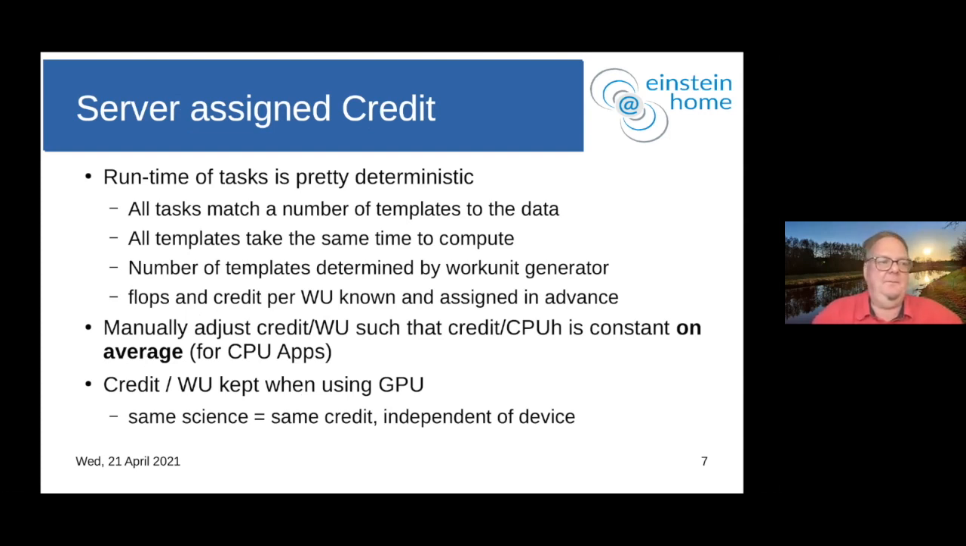One thing that might be different to other projects on Einstein at Home is server-assigned credit. The runtime of our tasks is pretty deterministic. What these tasks do is match a fixed set of templates to the data. All of these templates take the same time to compute. The number of templates is known in advance and determined by the work unit generator. So the flops and credit per work unit is known and assigned in advance to the work unit by the work unit generator.